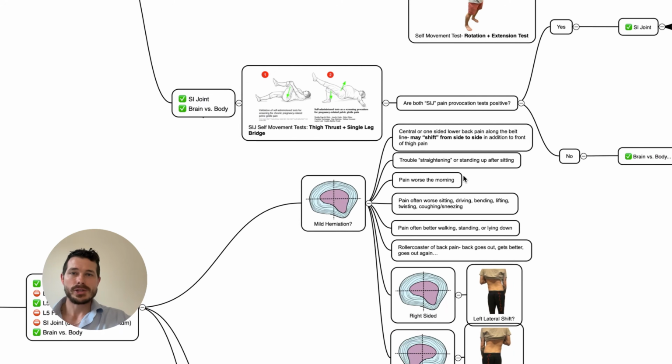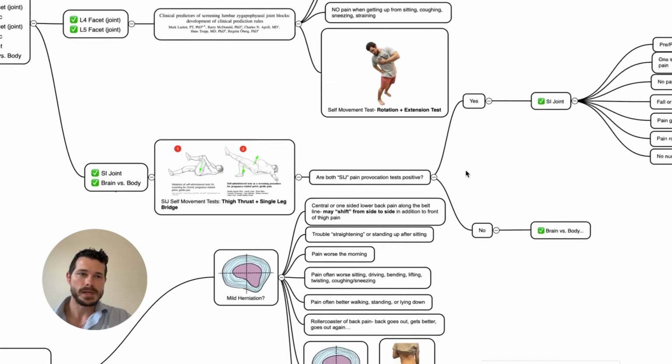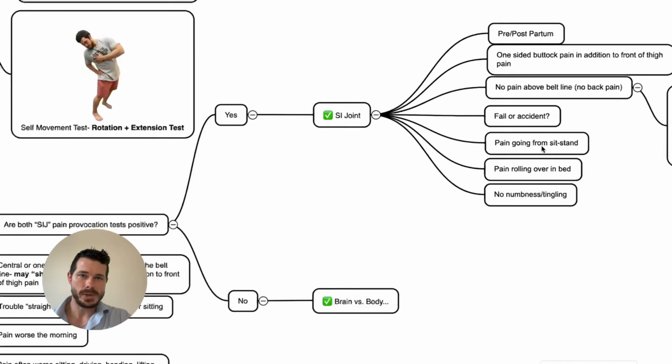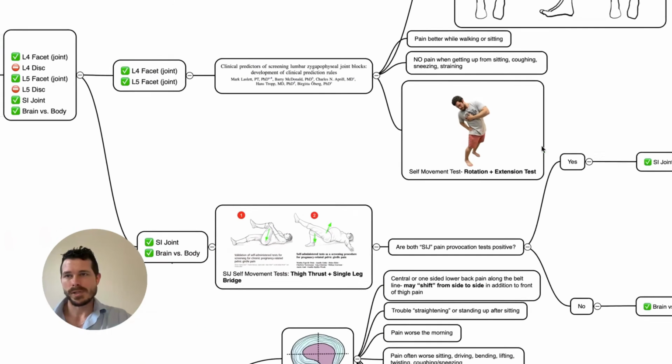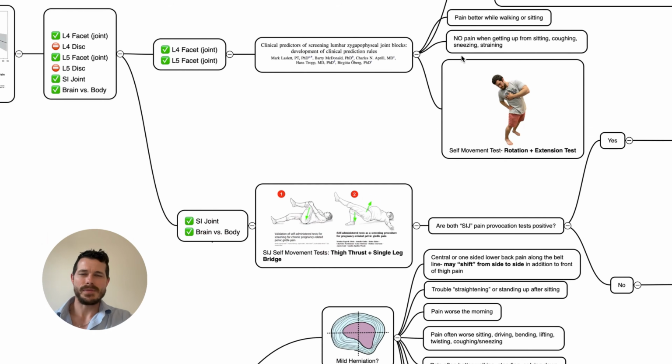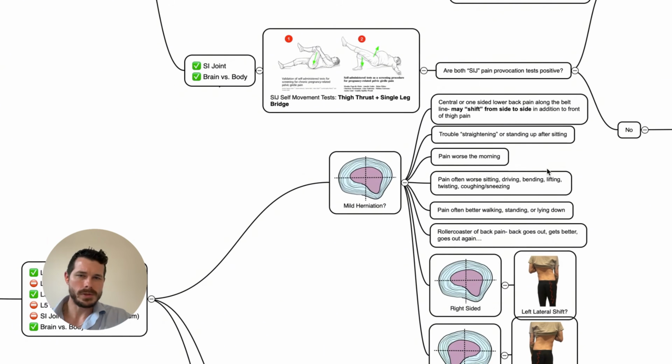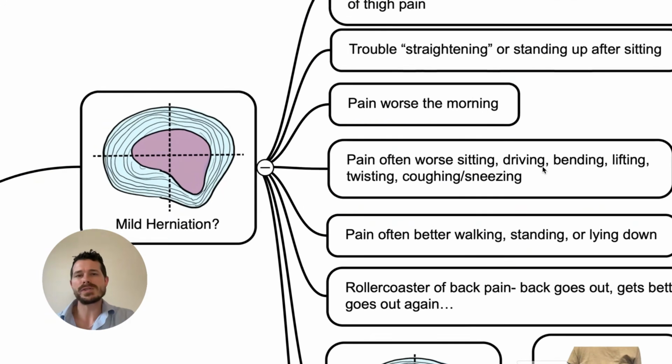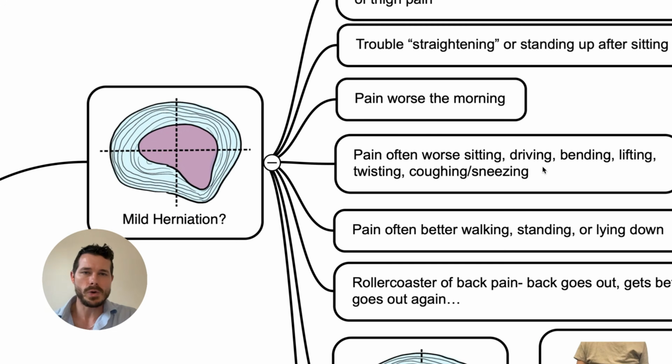Disc issues cause trouble when going from a sitting to standing position in many cases. Transitional issues. Guess what? So do SI joint problems. But so do not, if that makes any sense, facet joint problems. No pain. So, little differences here can help you figure out what's going on. Pain is often worse first thing in the morning because disc pressure is highest first thing in the morning. Pain is often worse while sitting, driving, bending, lifting, anything that puts you in the C-shaped position. Pain may be better when you're walking, standing, or lying down.